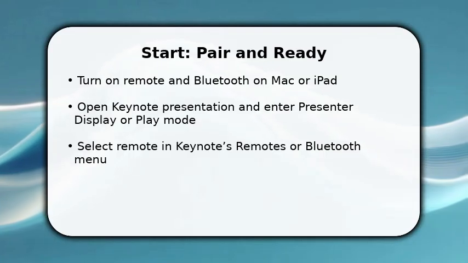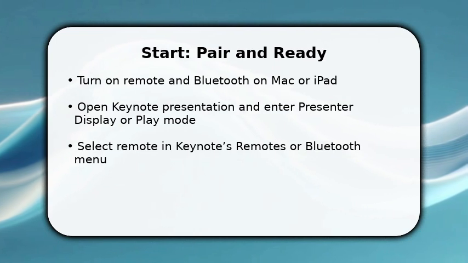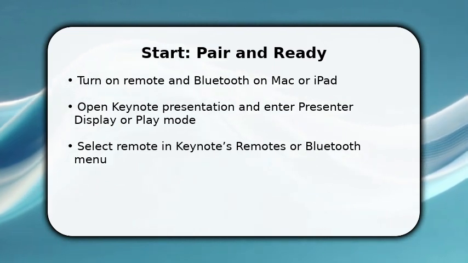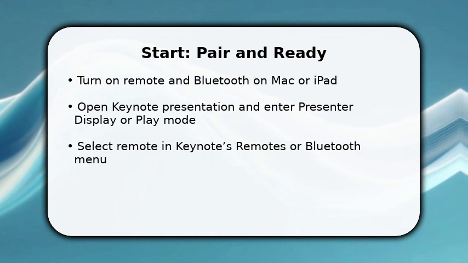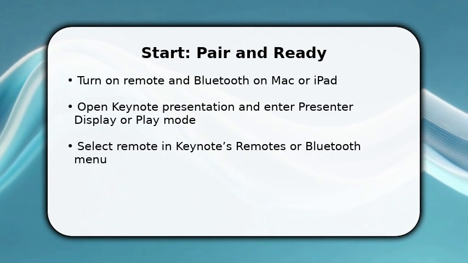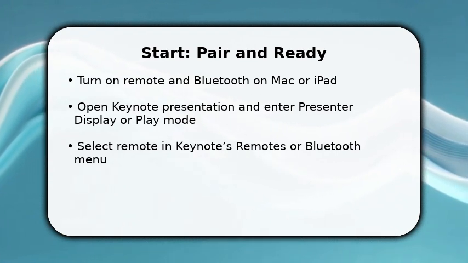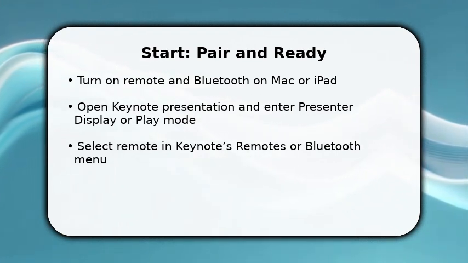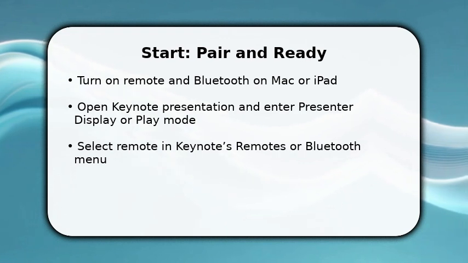You begin by pairing, don't delay. Turn the remote on and enable Bluetooth on your Mac or iPad. Keynote must be running. Open the presentation and enter play or presenter display so Keynote can detect remotes. In Keynote's Remotes pane, select the device when it appears and confirm the pairing code if prompted.